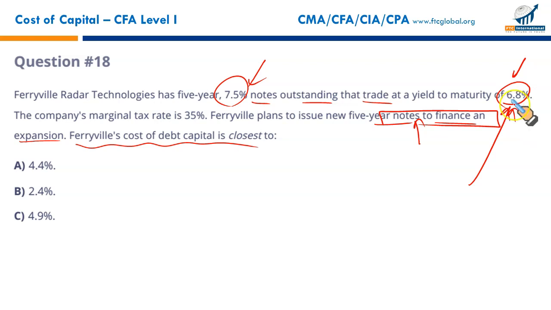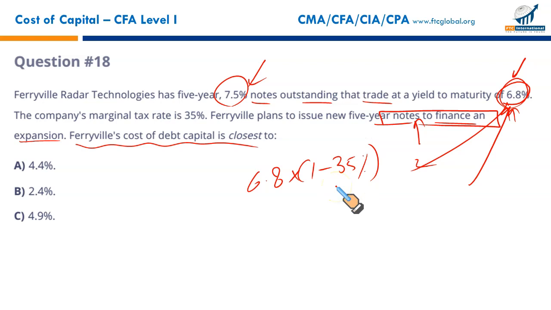Yield to maturity on existing debt is used as a close approximation. If the yield to maturity is not given for the new issue, you will take this 6.8% as the cost of debt for your new issue. So 6.8 is given, but we have to convert it into after tax, multiplied by 1 minus the tax rate of 35%. So 6.8 times 65% should give you what? Let me calculate. 6.8 times 65% gives you 4.42. That's A.